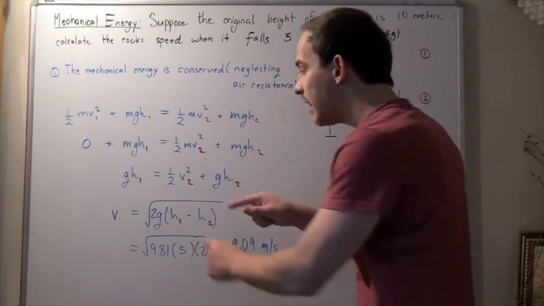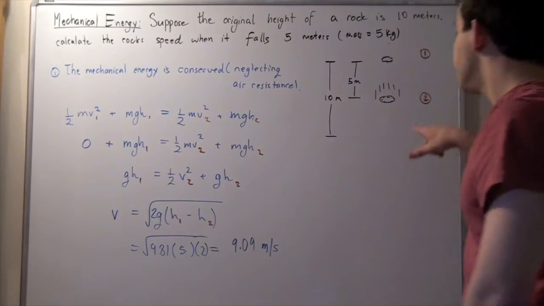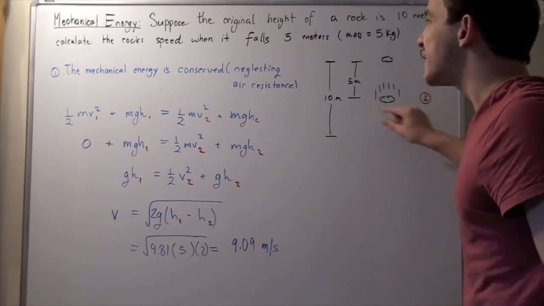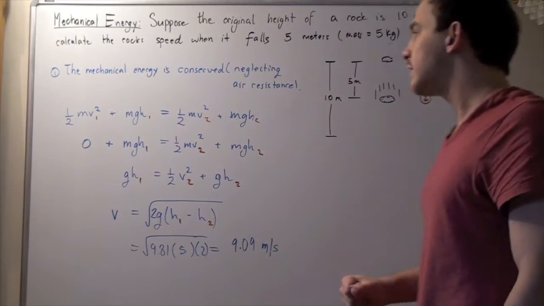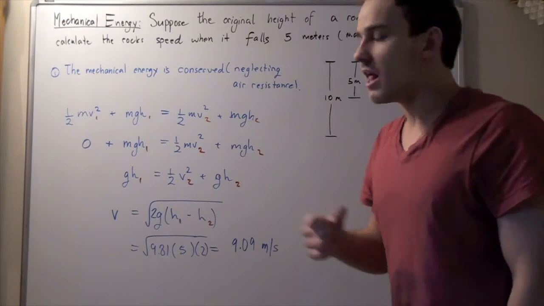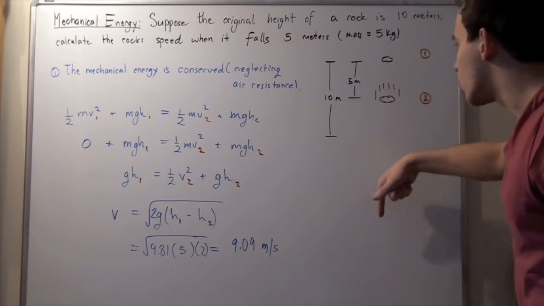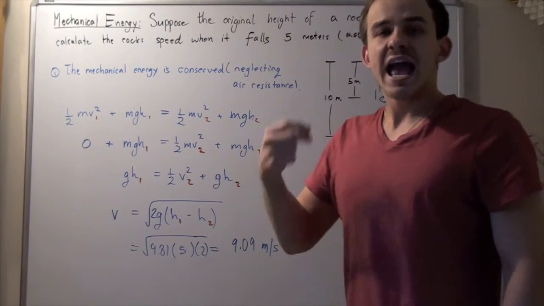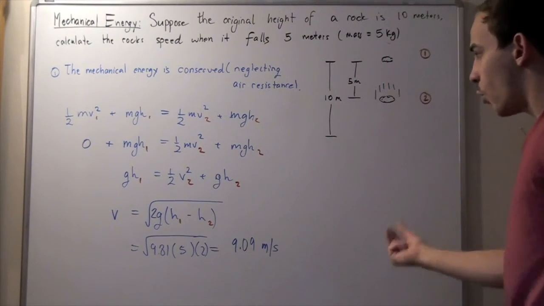Because remember, we're solving for this velocity at point 2. We want to find what the speed, or the magnitude of our velocity, is. The direction of velocity is simply directly downward. It points in the same direction as the force of gravity, which points down.